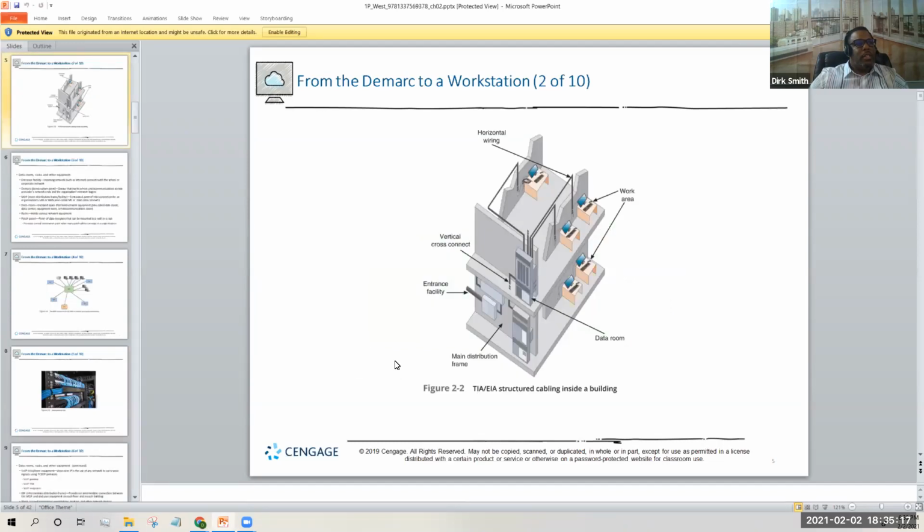Once it's inside the building, you can see you have data rooms on several different floors. This is where it enters the facility right here, and then from the different data closets it goes up, and from the data closets we have networking runs throughout the building to the different workstations and network drops.